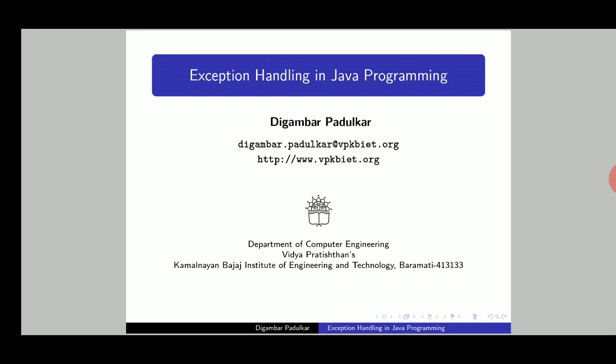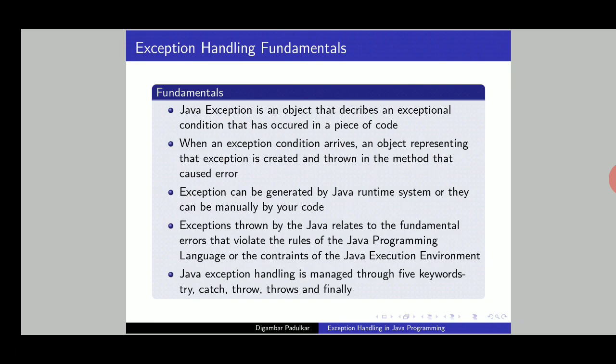Exception handling in Java programming is done in different ways. One way is by using a try and catch block, another way is by throwing the exception, one more way is by using the finally keyword, and many more. There are many ways to handle an exception. So first of all, what are the fundamentals of exception handling?